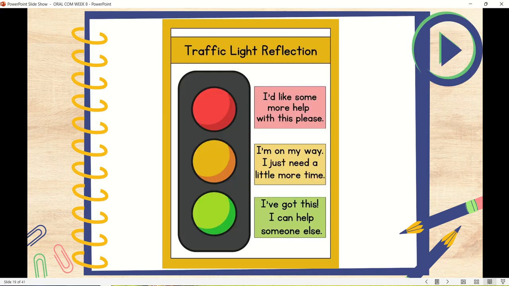So again, when we say intrapersonal communication, it's just about yourself, or you're talking to yourself. On the other hand, interpersonal communication means that you are talking with another person or other people. So again, traffic light reflection: just assess or reflect on yourself based on the level of your understanding of the difference between interpersonal and intrapersonal communication.